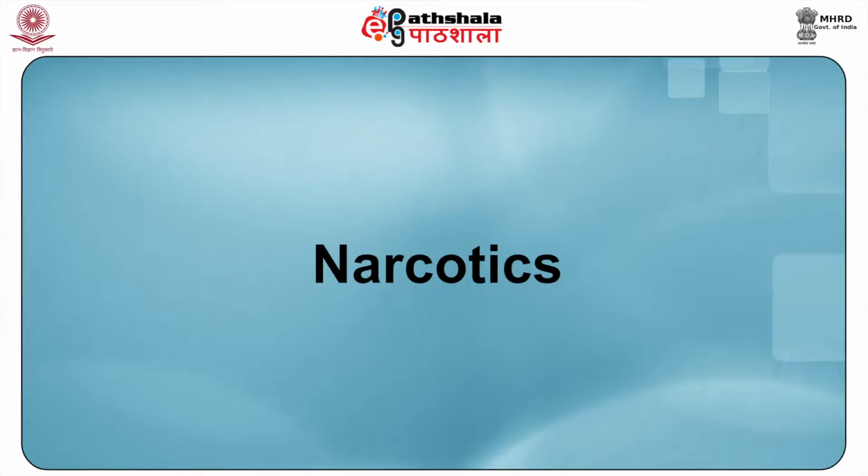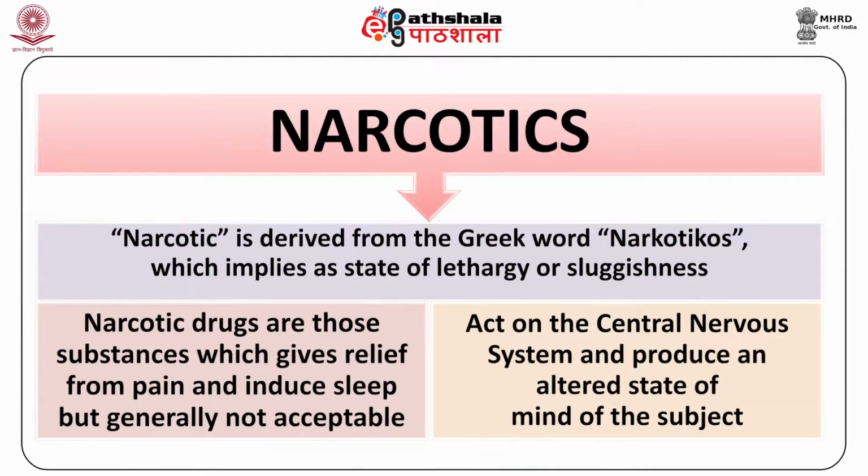Starting first is the narcotics. The term narcotic is derived from the Greek word narkotikos, which implies a state of lethargy or sluggishness. Narcotic drugs are those substances which give relief from pain and induce sleep, but are generally not acceptable. They act on the central nervous system and produce an altered state of mind in the subject. Drugs which interact with those receptors in the brain responsible for the transmission and response to pain are known as narcotic analgesics or simply narcotics, which are opium alkaloids, both natural and synthetic, like morphine, codeine and monoacetyl and diacetyl morphine.